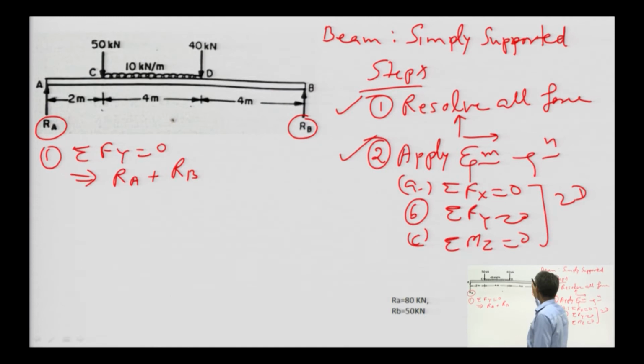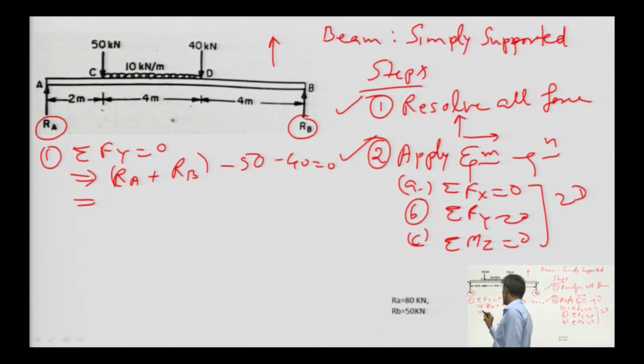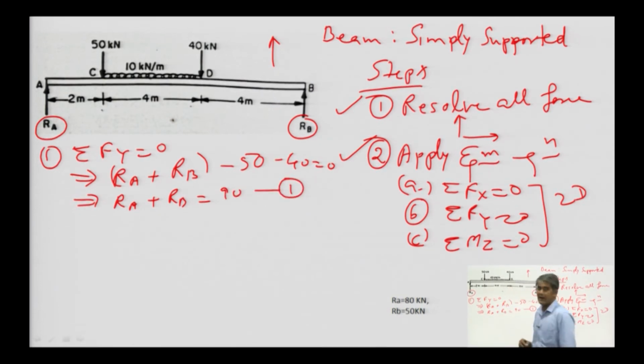Since they are acting in upward direction, that is why plus sign has been taken, and they are acting downward, that is why we will take it as minus. 50 minus 40 equals 0. Therefore, value of R A plus value of R B will be 90. Write equation number 1. You can write it directly.